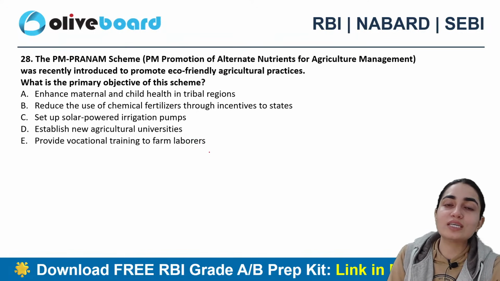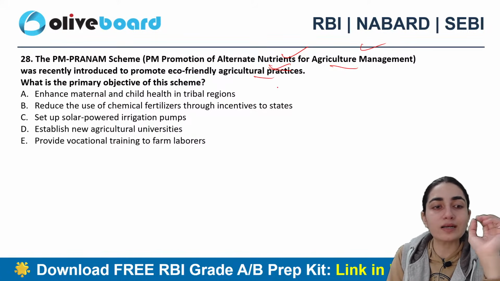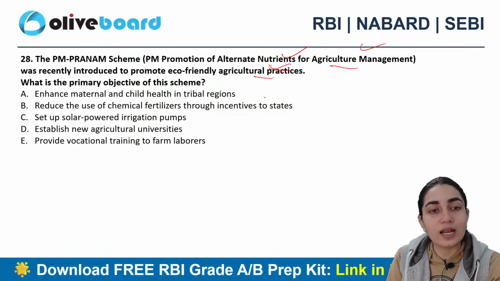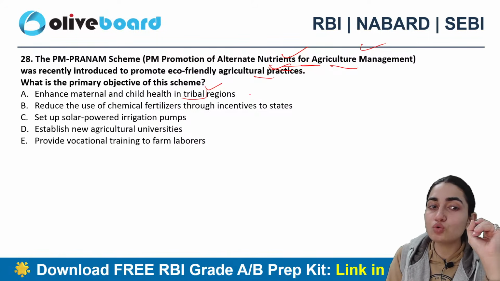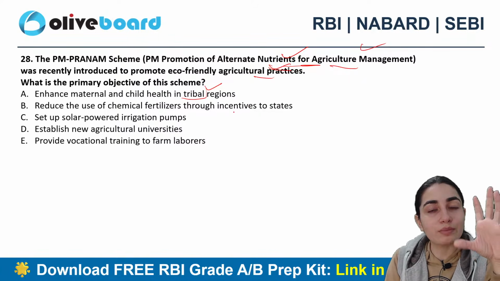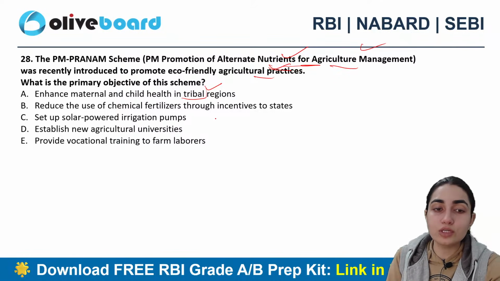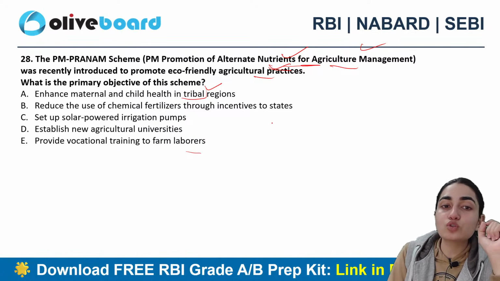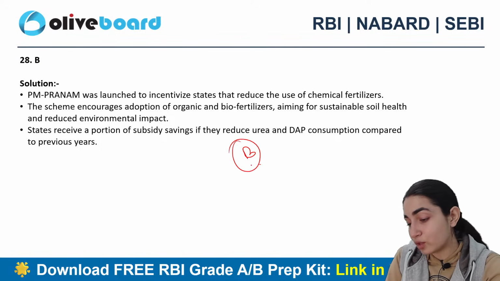Good. Next question says PM Pranam initiative, that talks about alternate nutrients for agriculture management, was recently introduced to promote eco-friendly agricultural practices. What is the primary objective of this particular initiative? Enhance maternal and child care? Here we are talking about nutrition for agriculture management. Reduce the use of chemical fertilizers? Set up solar powered pumps? Establish new agriculture universities? Provide vocational training? Exactly. Reduce what? The use of chemical fertilizers here. Correctly mentioned by all of the students here.